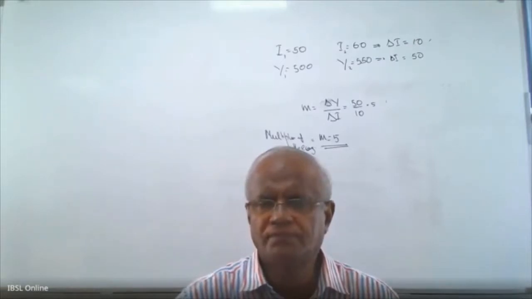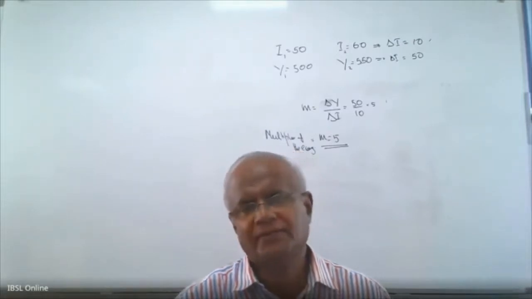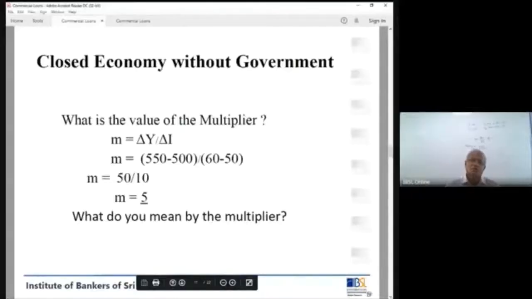We go to this model. In a closed economy without government, what is the value of the multiplier? M equals delta Y over delta I, 50 over 10. 550 minus 500 is 50, and 60 minus 50 is 10. That is 5. What do you mean by the multiplier? The mathematical explanation is delta Y over delta I.